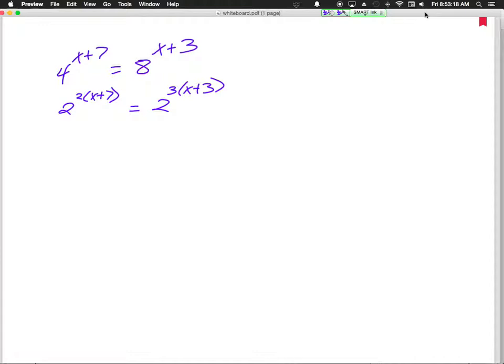Alright, then, as we've done before, once my bases are the same, what does that mean? The exponents are the same. So distribute the 2, that's 2x plus 14 equals 3x plus 9. And then we just solve from there. So subtract the 2x, which gives me x, subtract the 9, gives me 5, and we get x equals 5.